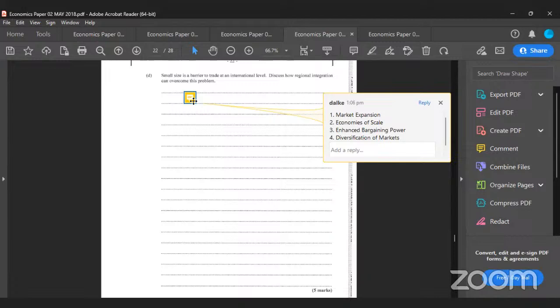There's also economies of scale, which are the cost advantages that you accrue when firms increase in size. Because there's access to larger markets, firms are incentivized to increase their size, right? And when they increase their size, they experience economies of scale.